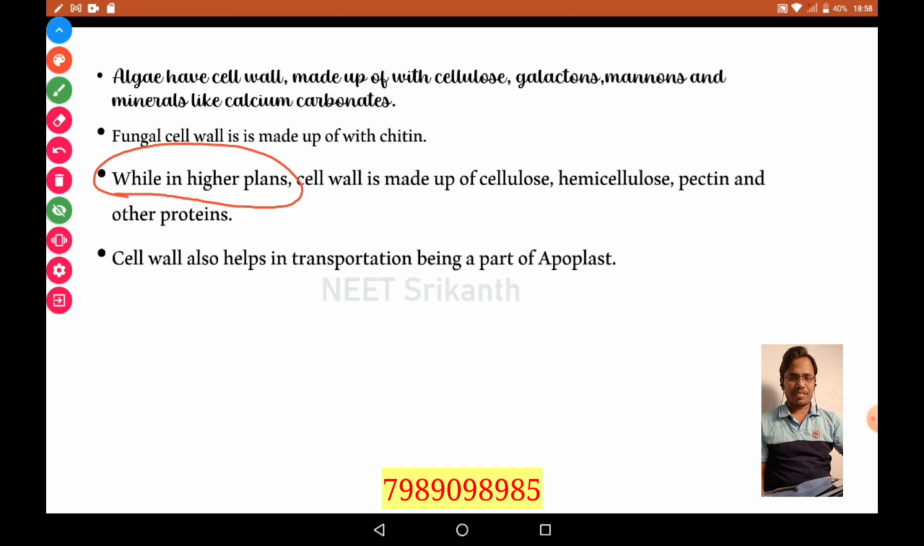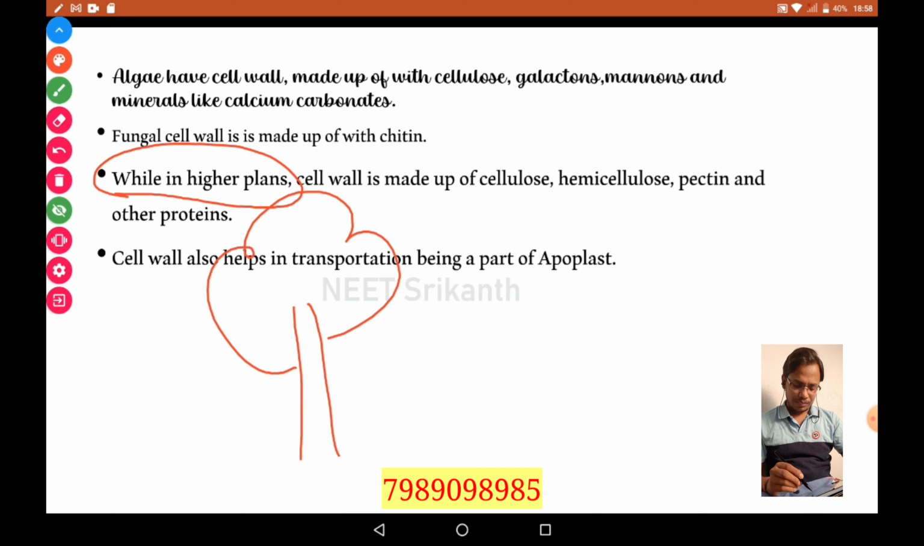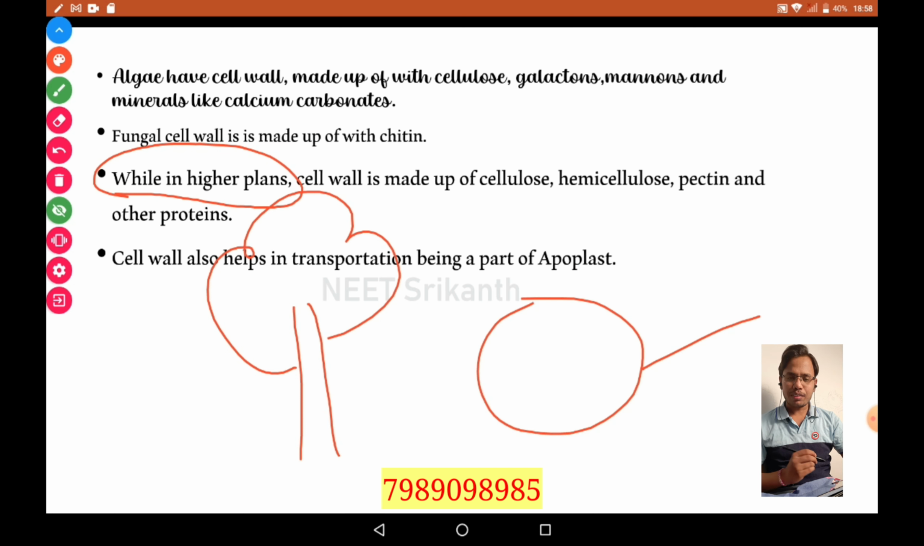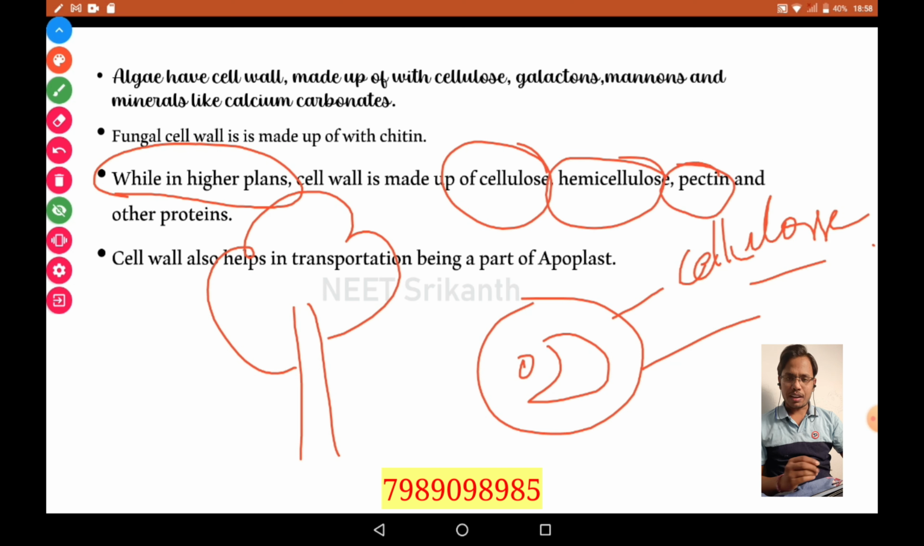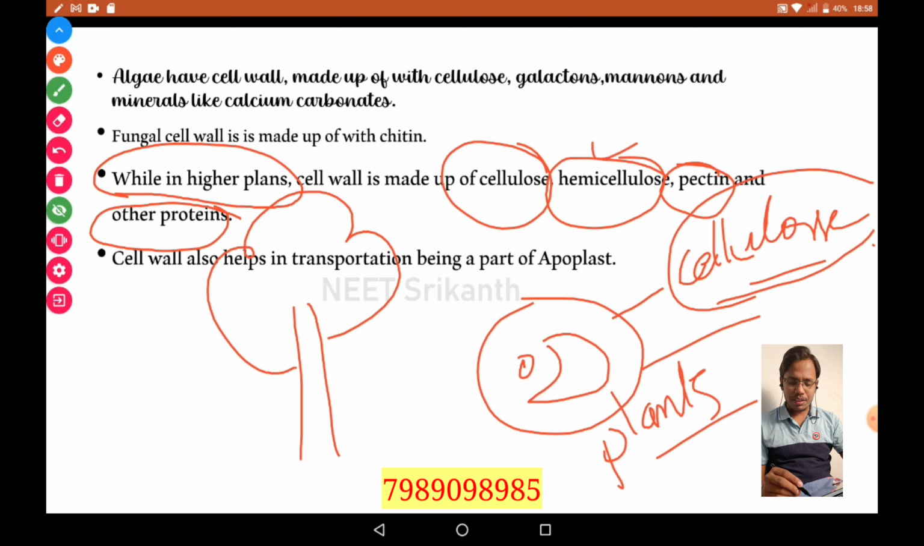Now let's discuss the higher plants. Higher plants have a cell wall. The cell wall of higher plants is made up mainly of cellulose, then hemicellulose, next pectin, and also some other proteins. What is the cell wall composition of higher plants? The plant cell wall is mainly made up of cellulose, hemicellulose, pectin, and some other proteins.